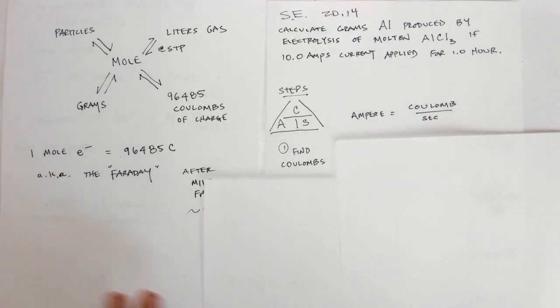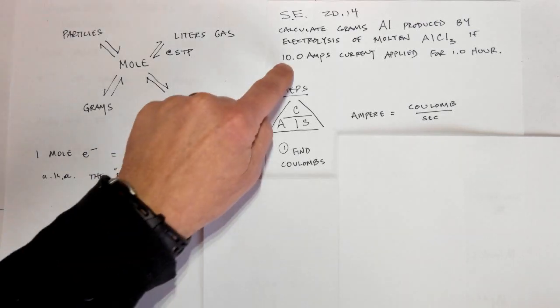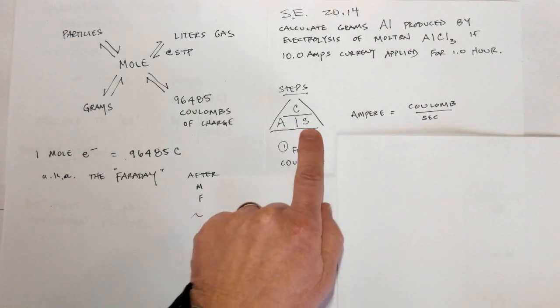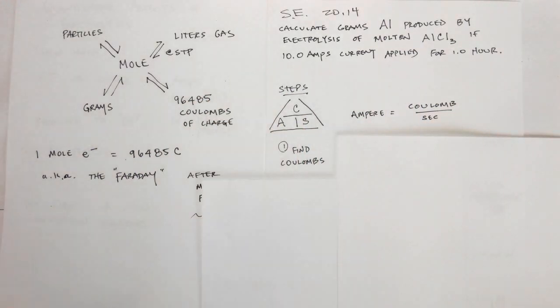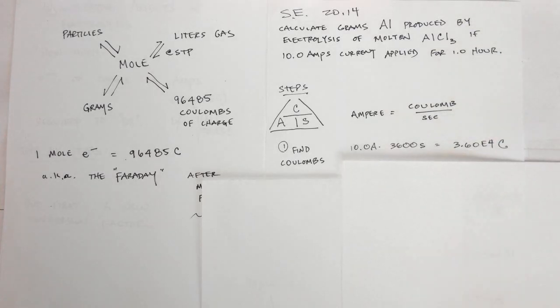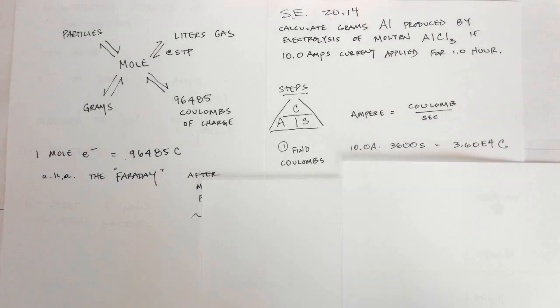Step number one in doing this problem is to find the coulombs of charge. Since we're given amperes and an amount of time, we simply multiply those together to get the coulombs. So amperes is 10 amps, and then I converted hours to seconds right here. So this gives us 3.6 times 10 to the fourth coulombs of charge.